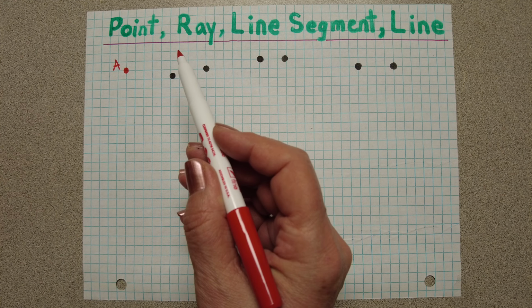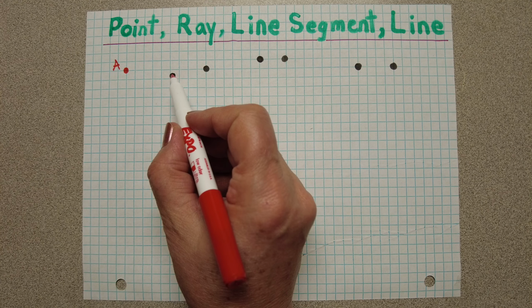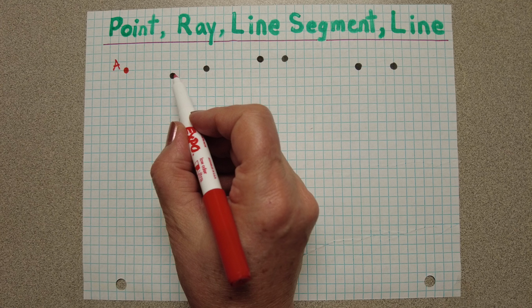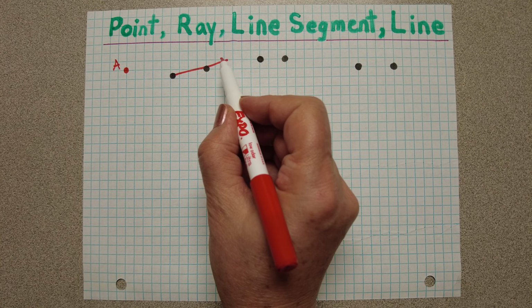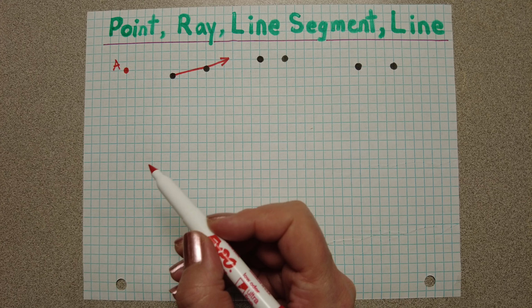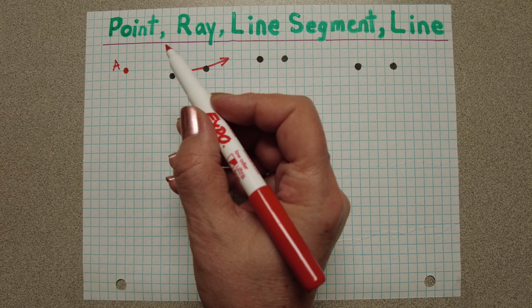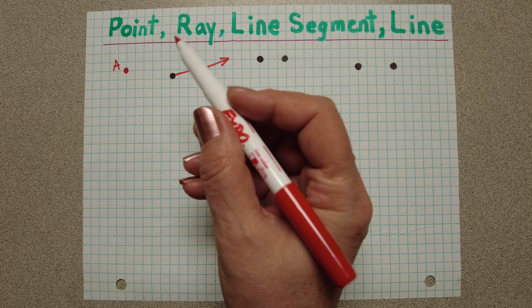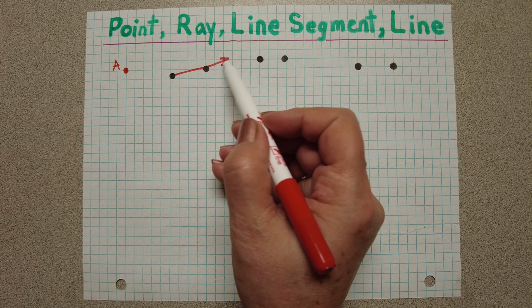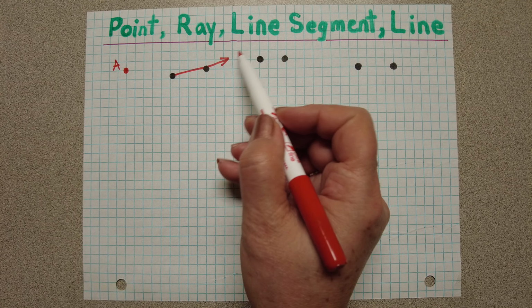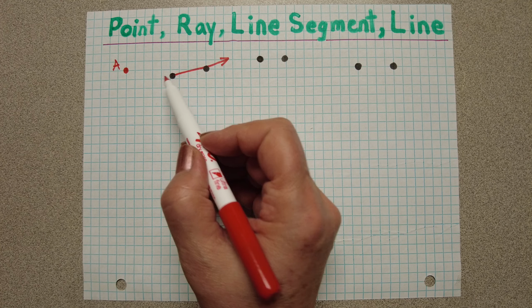Next is ray. We're gonna draw the ray. Ray is like this. A ray is a portion of a line which has one end point and extends forever from the other side, one direction. Just one direction it can go. This side it stops.